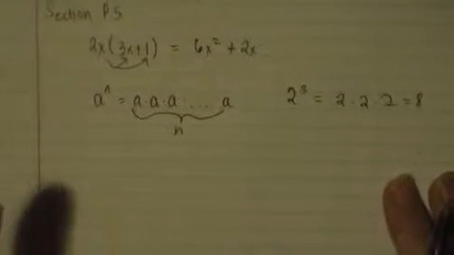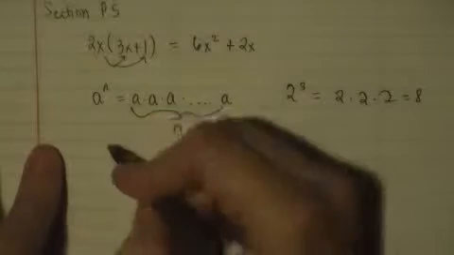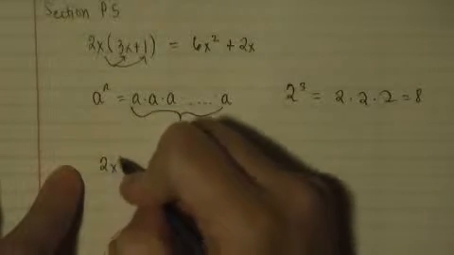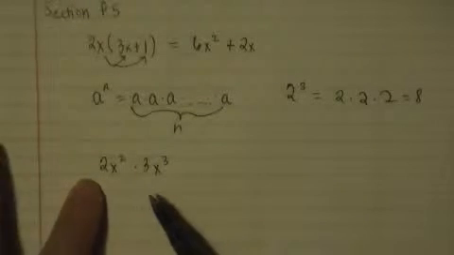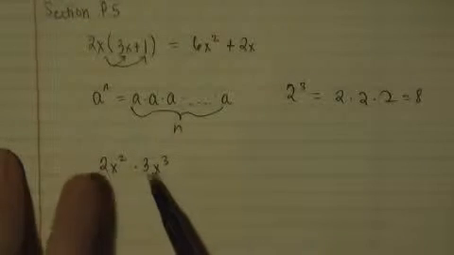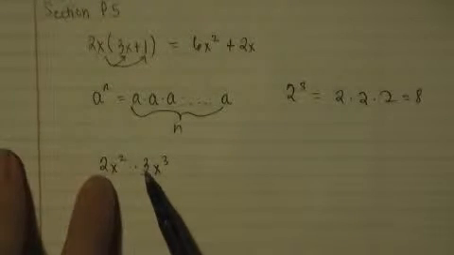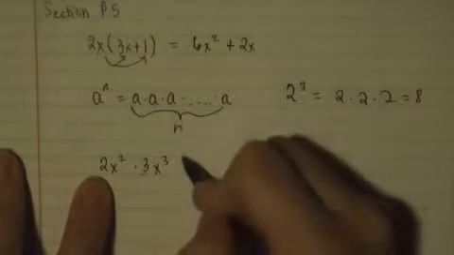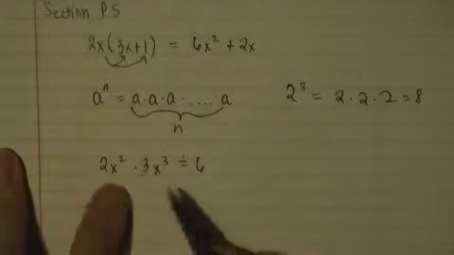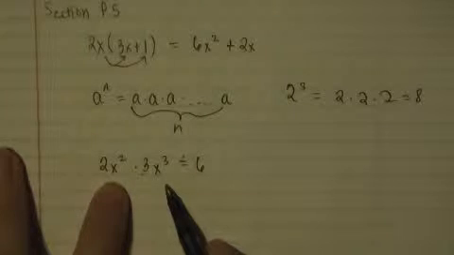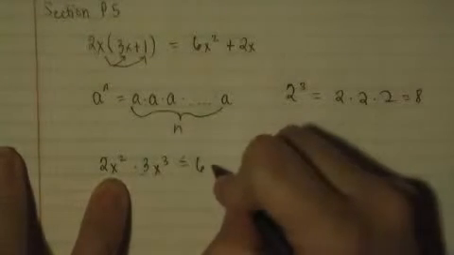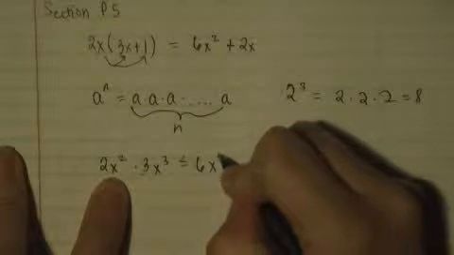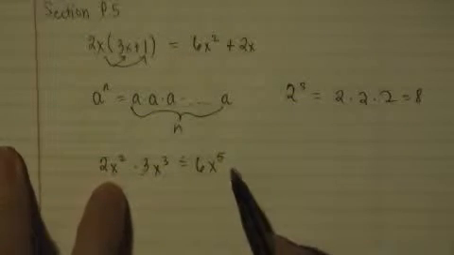Let's talk about how to multiply together if you have a 2x squared times a 3x cubed. Now again, when you're multiplying with variables, you take the numbers out front, you multiply those together. So 2 times 3 gives you a 6. Then you have x squared times x cubed. Well, if you can't remember what to do with those powers, you end up adding them. It becomes x to the 5th.